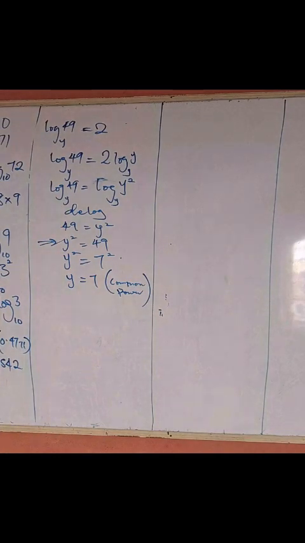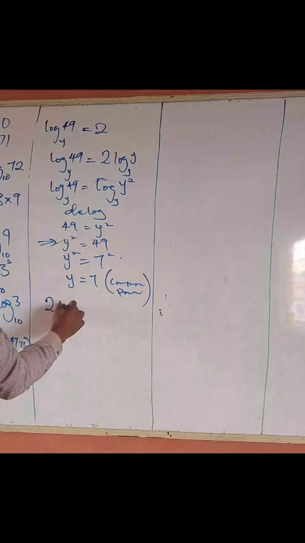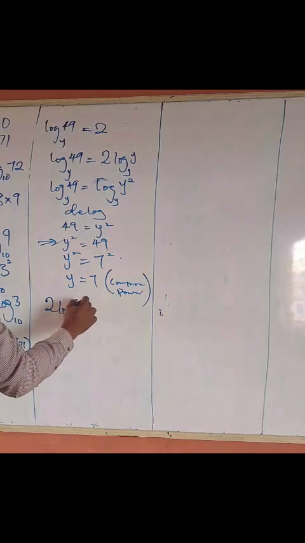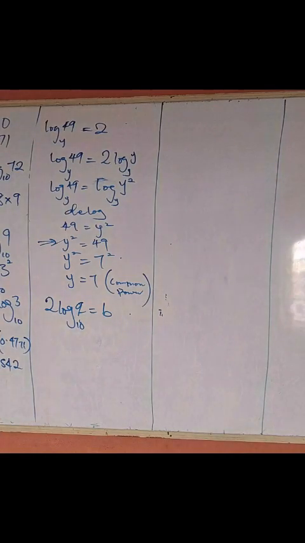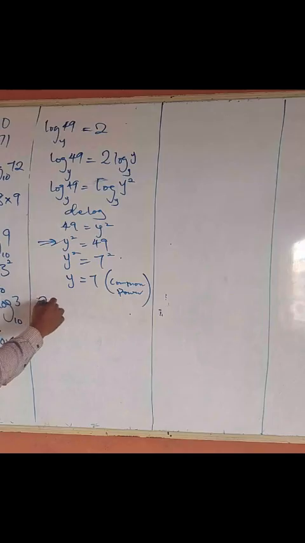That is number 7. Number 8, let's quickly solve that. Number 8 says 2 log x to base 10 equals 4. I think that is the question, right? So you already know what to do.